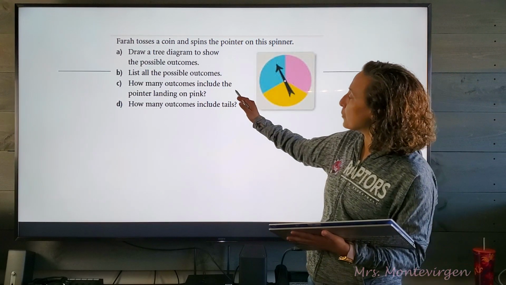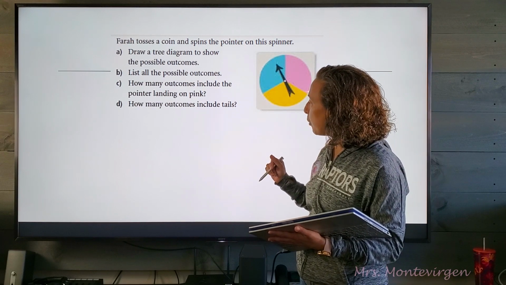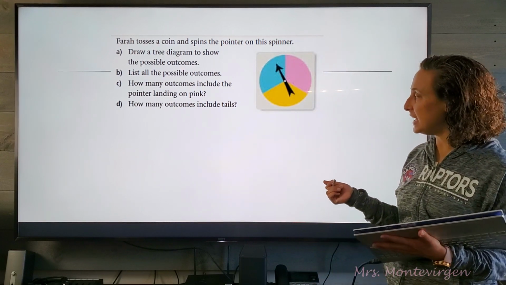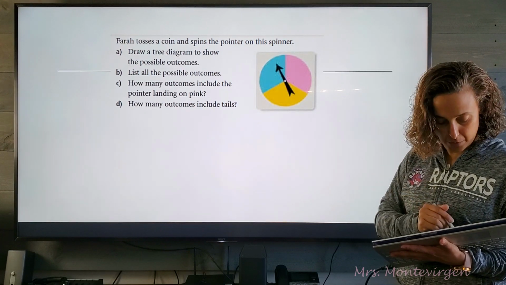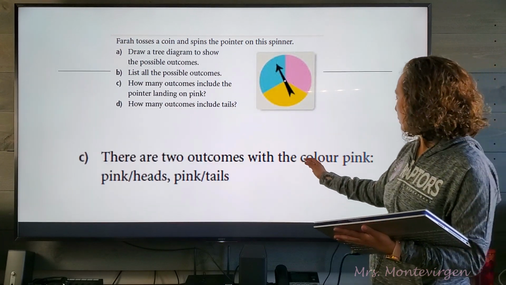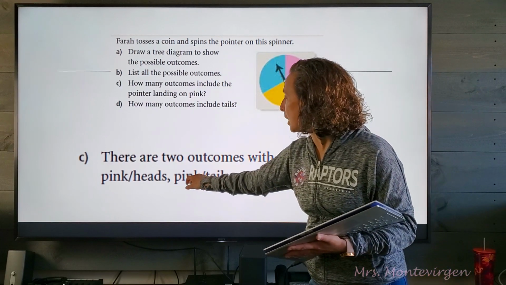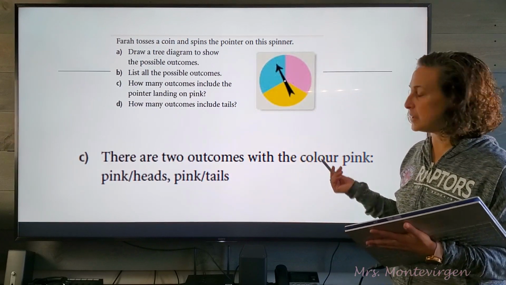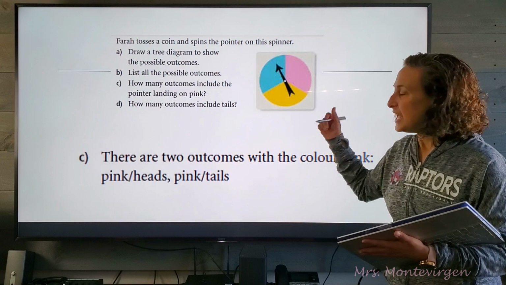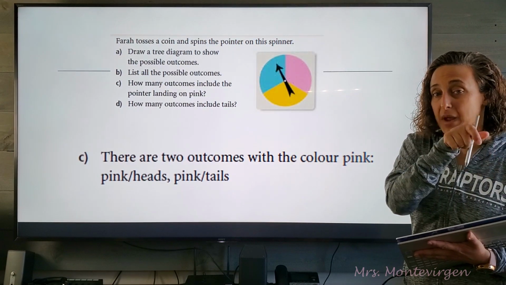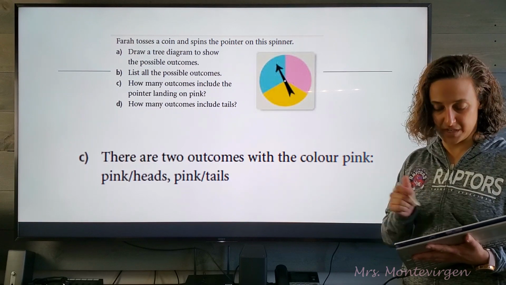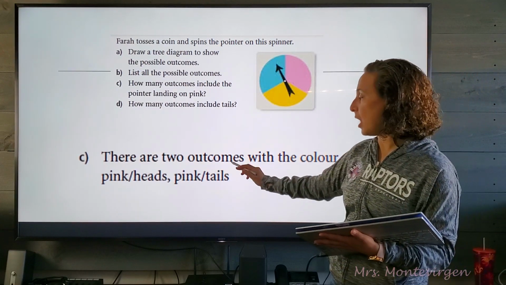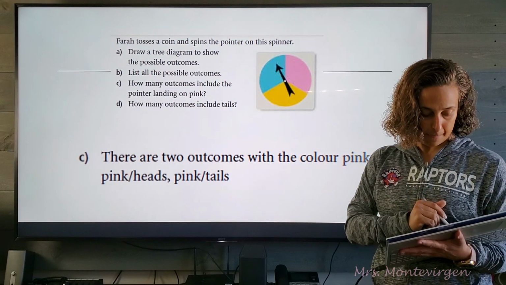All right, and the third one, how many outcomes include the pointer landing on pink? Again, you would go back to your initial tree diagram, and it will really help you see the 2 possibilities, pink and heads and pink and tails. But if you don't get the initial tree diagram accurately and spend time with that, then these questions are a little bit more difficult to do, and you may possibly miss an outcome.